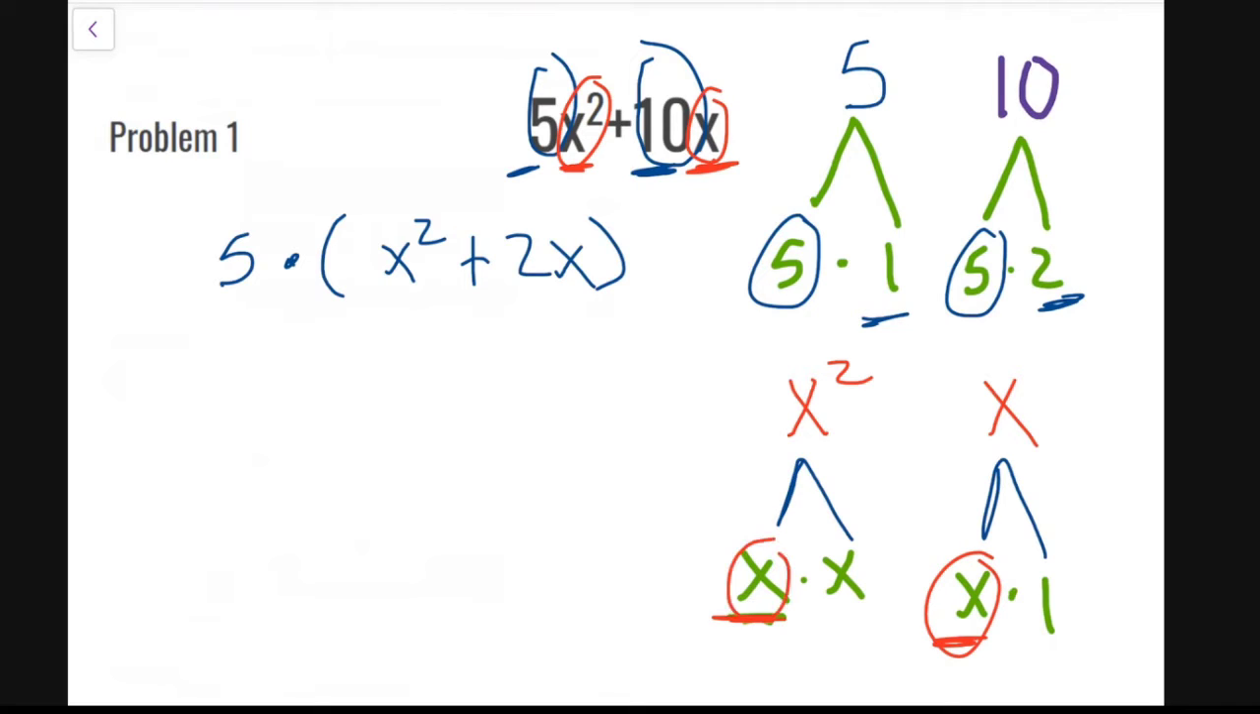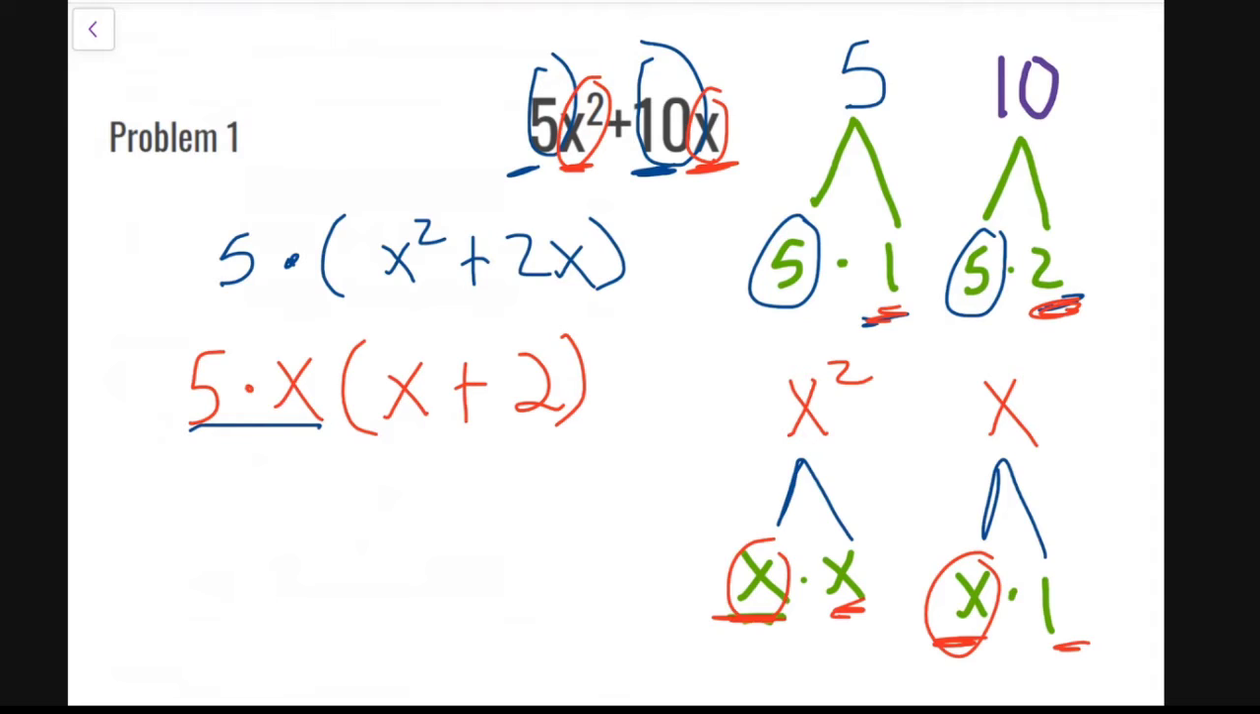So we can take that out, put it outside of the parentheses, and we can do 5 times x plus 2, because x is going to be left from this one times 1. That's going to leave you with x, and then you're going to be left with 2 times 1, which is going to leave you with 2. So then, to finalize the GCF method, you can just multiply these two terms on the outside that are taken out. So you're left with 5x times x plus 2.